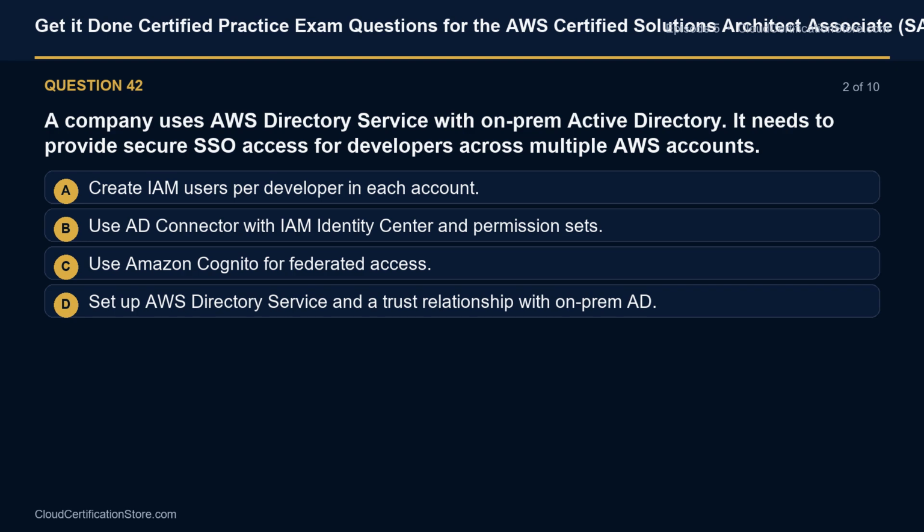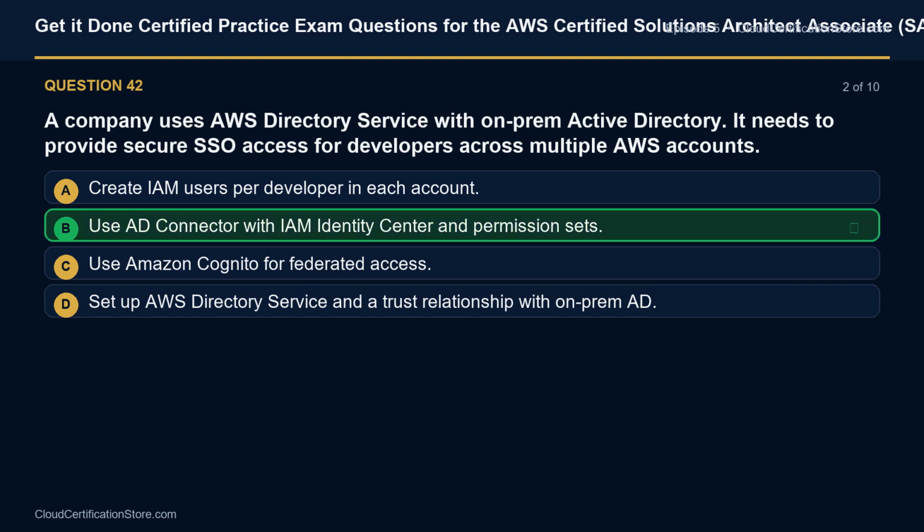Option C. Use Amazon Cognito for federated access. Option D. Set up AWS Directory Service and a trust relationship with on-prem AD. The correct answer is B. Use AD Connector with IAM Identity Center and permission sets.